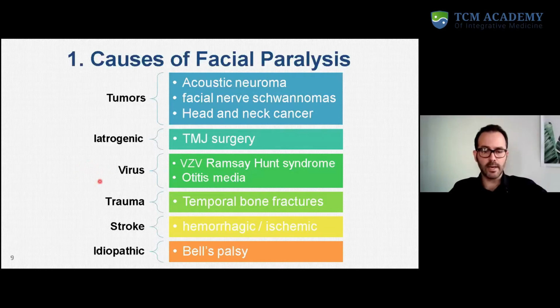Trauma also plays a role in the development of this palsy, and more specifically, temporal bone fractures caused by any type of fracture associated with motor vehicle accidents or any kind of trauma. Stroke, either hemorrhagic or ischemic, can lead to central type facial paralysis. Okay, so upper motor neuron lesions in the brain area. And last, after we exclude all of those reasons, the method of diagnosis is excluding all these factors. We have the term idiopathic form of facial paralysis, which is known as Bell's palsy.